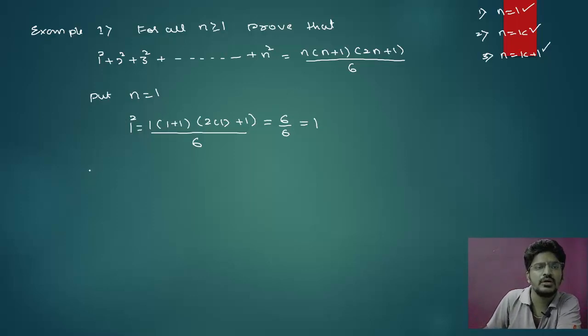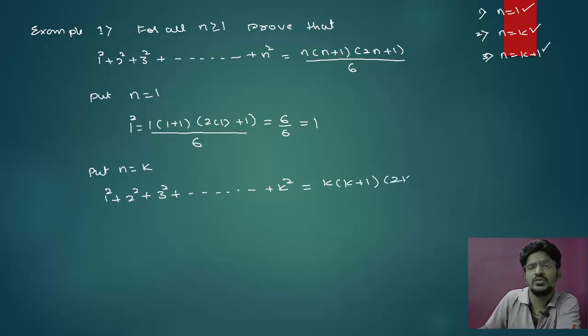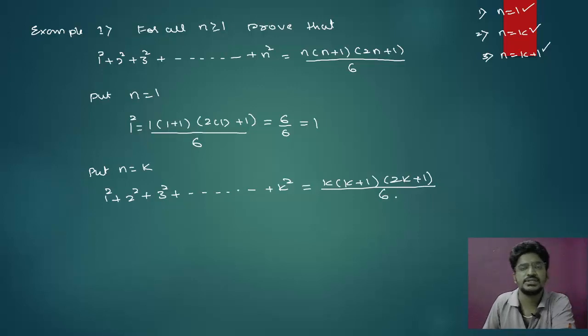Next, put n equal to k. See what happens. 1 square plus 2 square plus 3 square plus so on to plus k square equals k into k plus 1 into 2k plus 1 divided by 6. Now I will go for k plus 1.